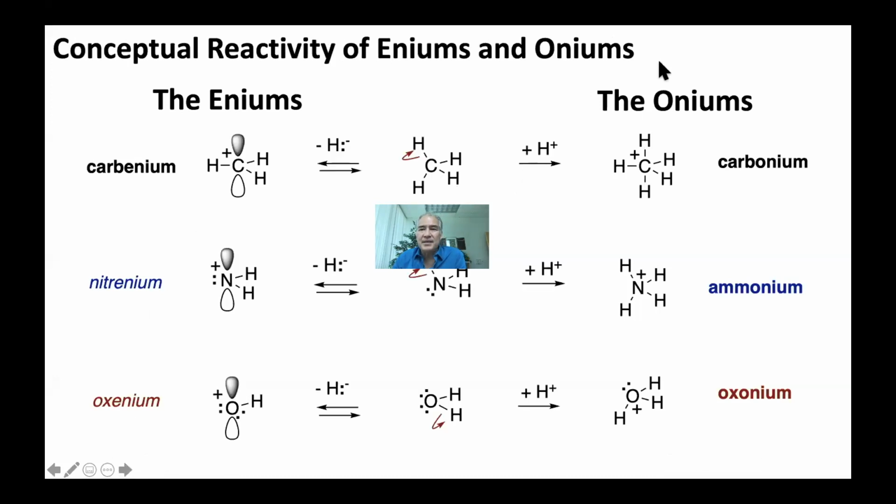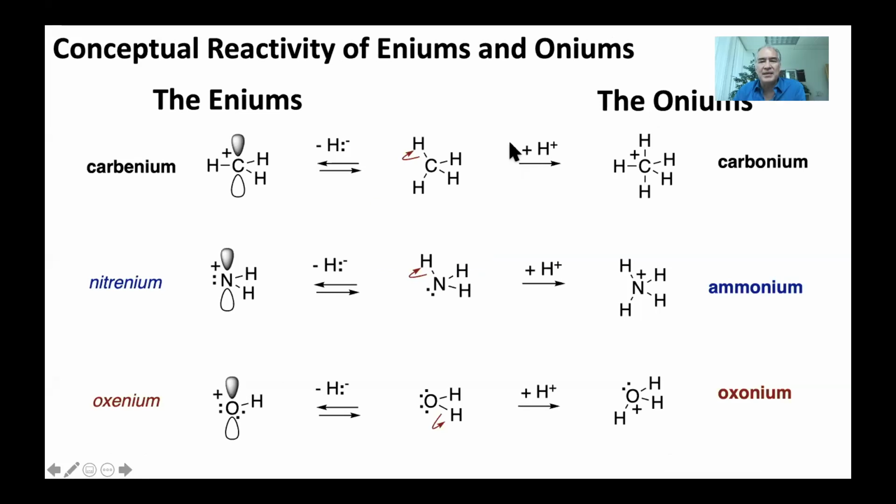Okay, let's try to think about these reactions of ENIUM ions and ONIUM ions. How would you generate those conceptually? Conceptually, if I took methane and made hydride anion act as a leaving group, if I gave the electrons in this CH bond to the hydrogen and lost hydride, that would generate a carbonium ion. And similarly, if I took ammonia and used a hydride as a leaving group, this would never happen, you'd end up with a nitrenium ion.